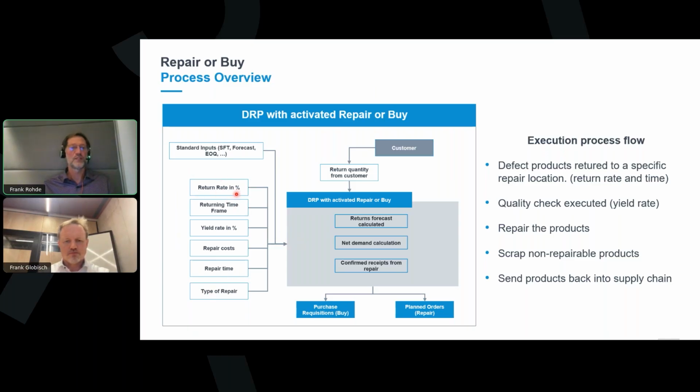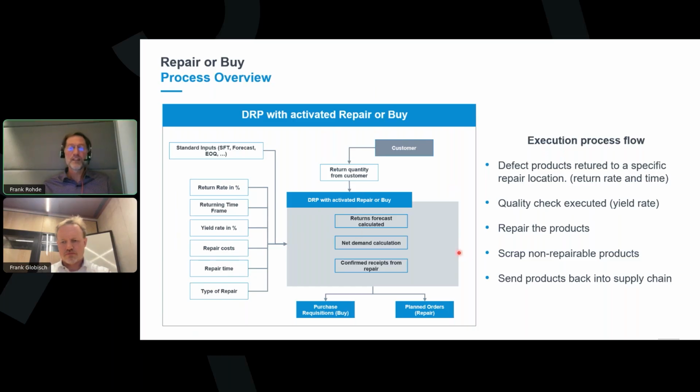So we do have a return rate. So how many products are coming back from the customer, in which time frame they are coming back, how much of the returns can be repaired, what are the costs for repairing it, what is the repair time and the repair type. So those are the main inputs from our system setting. And of course, we have as an input the returned quantity from the customer.